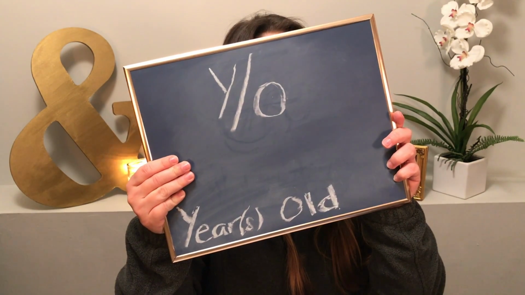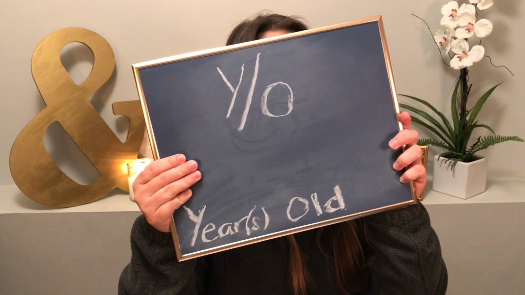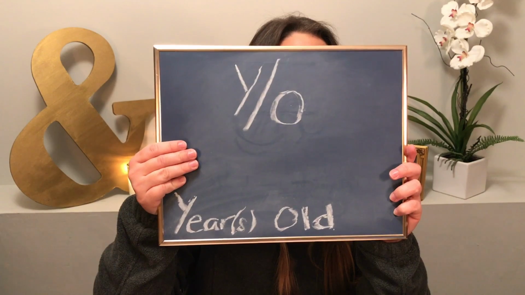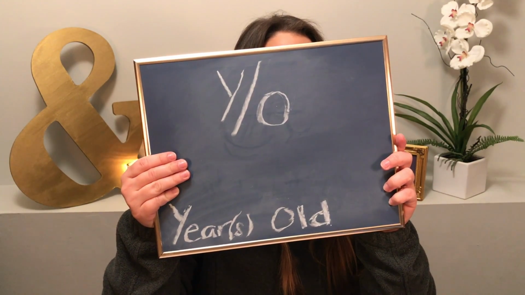So the next one is very common, not just in the medical field, but I've seen it other places too. It is Y/O, so that means year or years old.